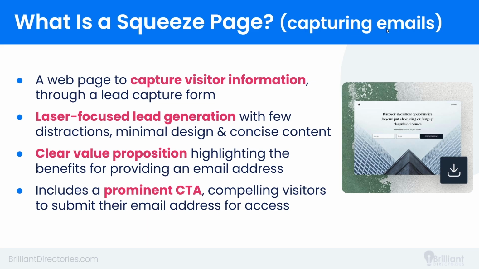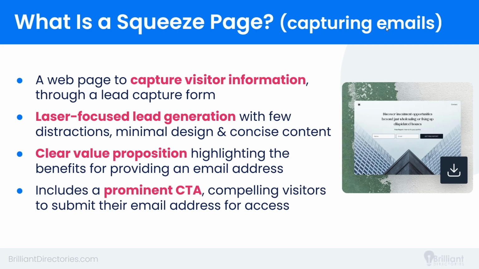And that email address field, again, in this case, you might be asking for other information. But if it's just an email address field, that CTA should be prominent, it should be clear, it should be front and center, compelling visitors to submit their email address for access, again, to whatever the offer is that we're providing them. So again, going back to this example in the screenshot here, I know it's a little small, but there's a clear, bold heading: discover investment opportunities beyond just wholesaling or fixing up dilapidated houses. Free report: how to fix your profits, name, email. So we know if we provide this website with our email address, we're going to be getting some sort of investment report.